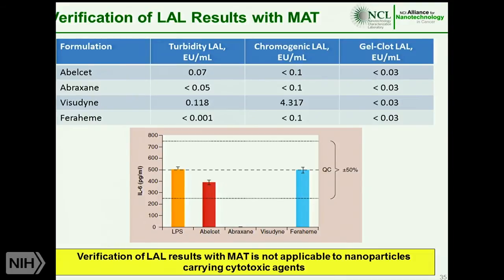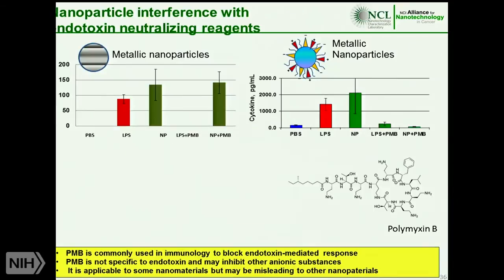But in the case of Abraxane and Visudyne, this approach is useless. We cannot detect any of the endotoxin because these materials contain cytotoxic drugs that kill the cells and inhibit endotoxin spike recovery. So still, there are some approaches to find out endotoxin contamination in nanomaterials, but it is not straightforward and it requires the use of a combination of methods.